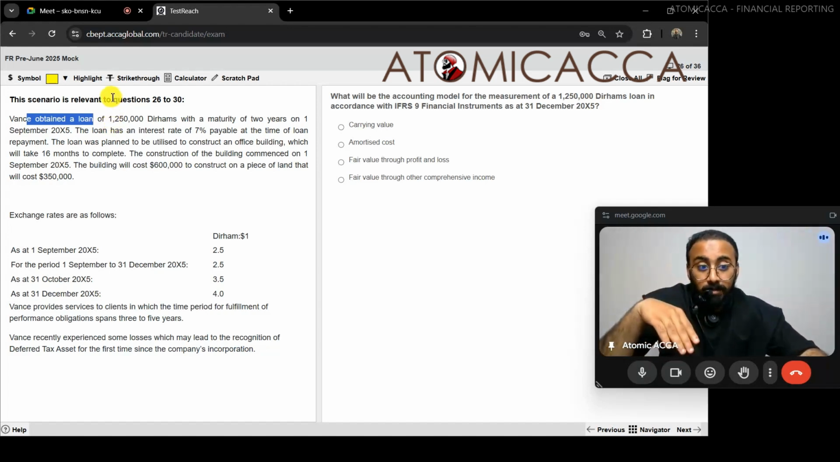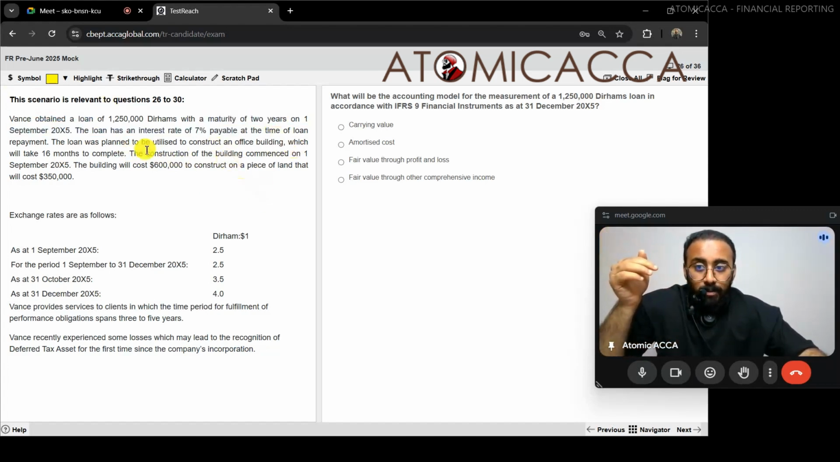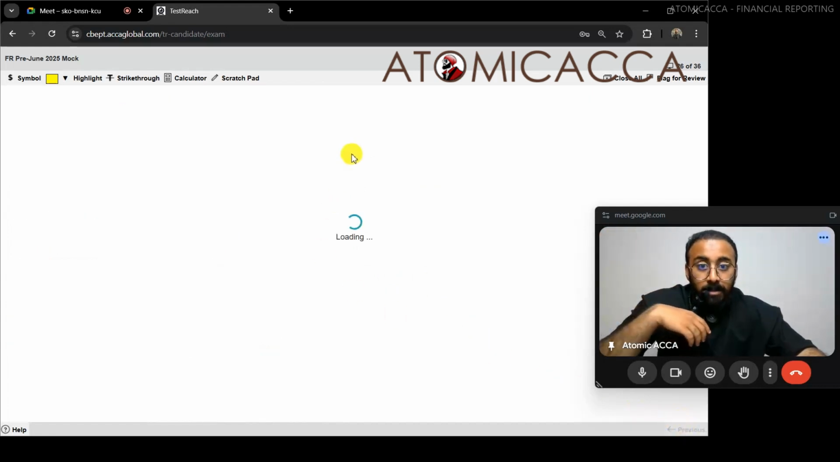Next I have to look at the business model. Am I holding till maturity or am I planning to trade with this? Maturity is 2 years. Why did I take the loan? It was planned to be used for construction of the office building, which is going to take 16 months to complete, which means I am using this loan for some investment or expansion plans, and I don't plan on trading with this particular loan. That means my intention is to hold till maturity. So I'm going to keep it under the default treatment of amortized cost. So story over. Next one.